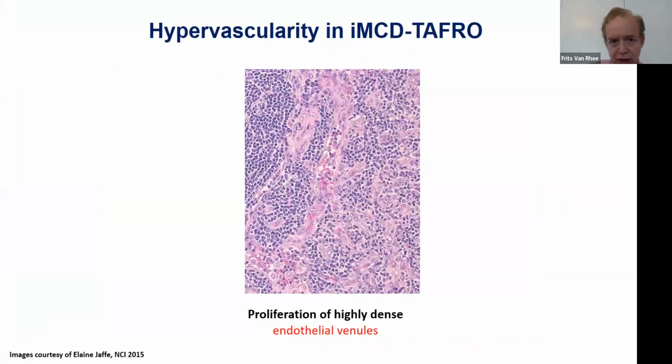And the patients with the Tafro syndrome very often have a very vascular lymph node. And we sometimes use the term hypervascular variety of pathology for this. So when you look at these lymph nodes under the microscope, they're quite striking. They're very vascular and relatively poor in cellularity. And there's lots of proliferation of blood vessels.